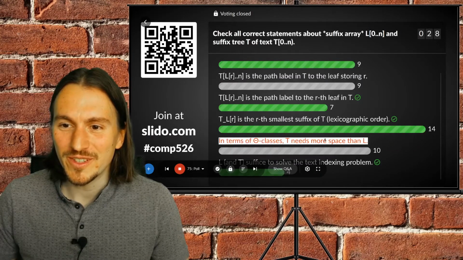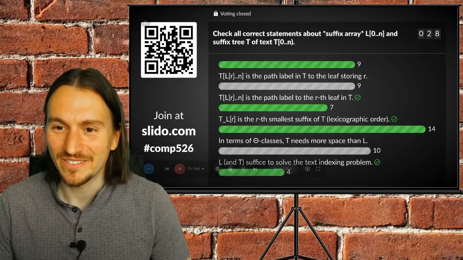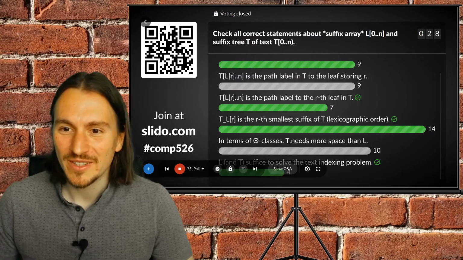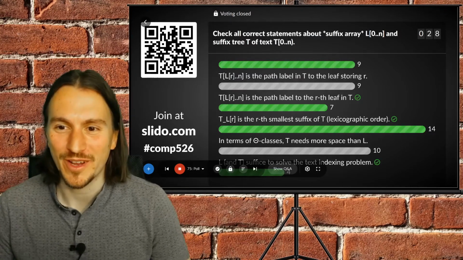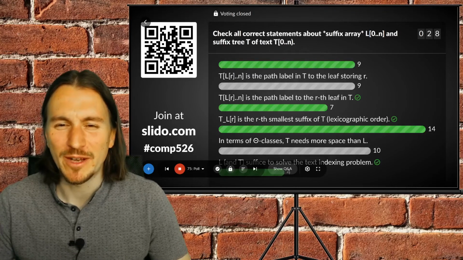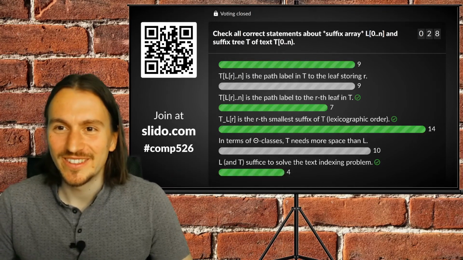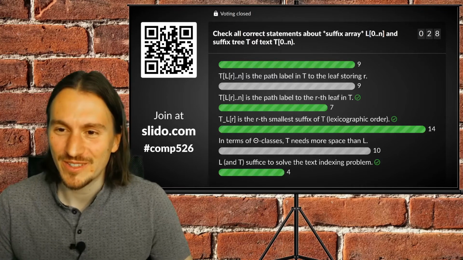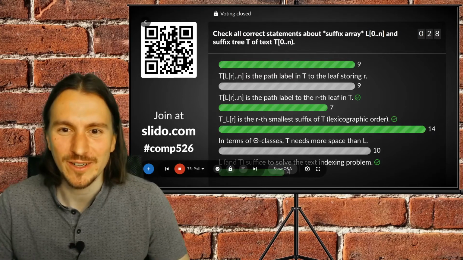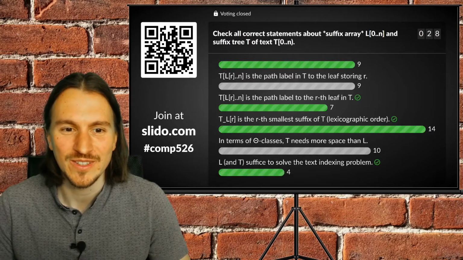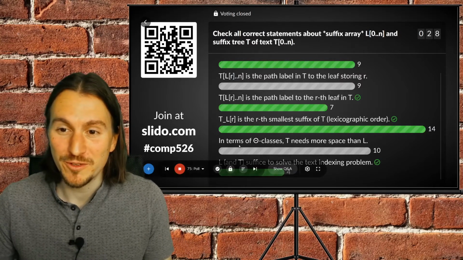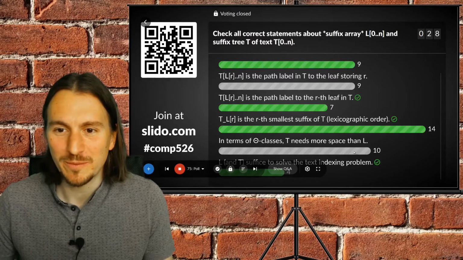The next one's an interesting one. It's not correct. If "needs more" means strictly more, in terms of the theta class, if you ignore constant factors, then the suffix tree and the suffix array need the same amount of space. The difference is only in the constant factors, but the factors are substantial. So in a sense here, the theta classes are betraying us in this instance. They don't really give us the interesting distinction here. But it's true, the two have the same theta class in terms of space.